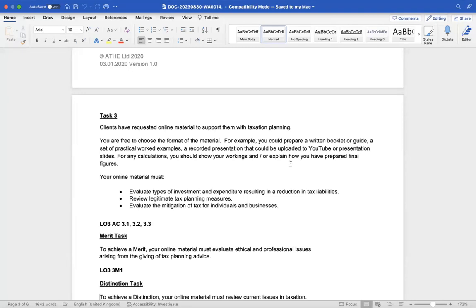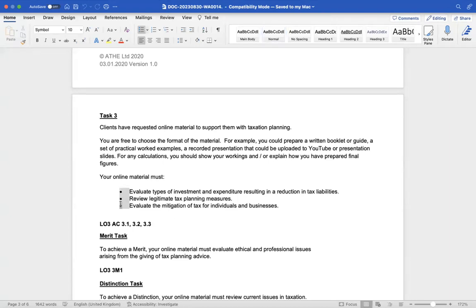In this task, you are required to create an online material to support clients with taxation planning. You have the freedom to choose the format of the material. So there are 3 main points. First, evaluate types of investment and expenditure resulting in a reduction in tax liabilities. Here you can identify and explain different types of investment and expenditures that can lead to a reduction in tax liabilities for individuals and businesses. Also, you can provide some practical examples and calculations to illustrate the potential tax benefits of these strategies.